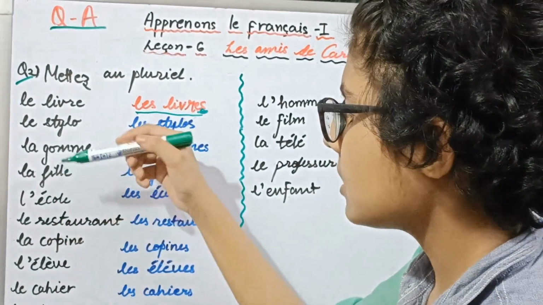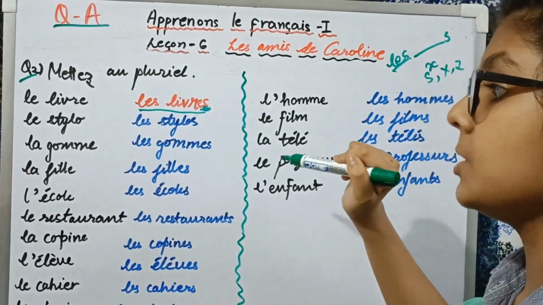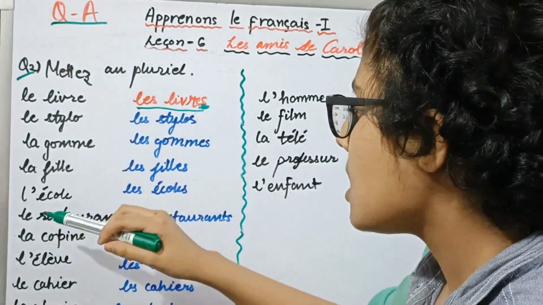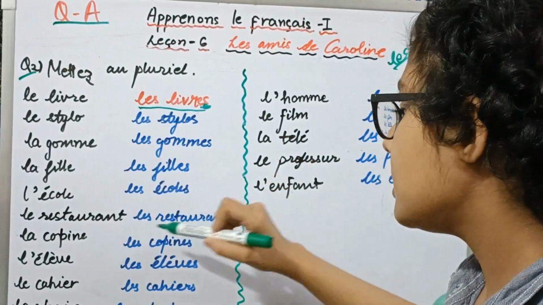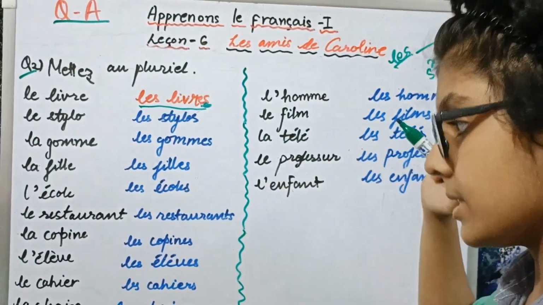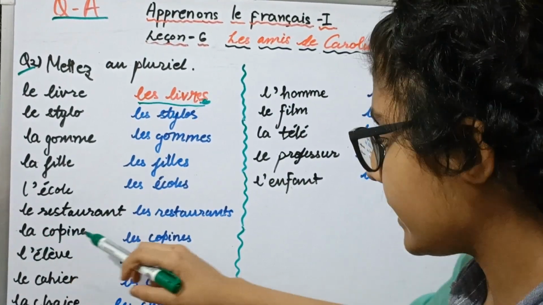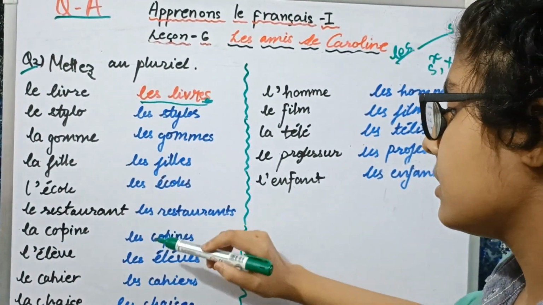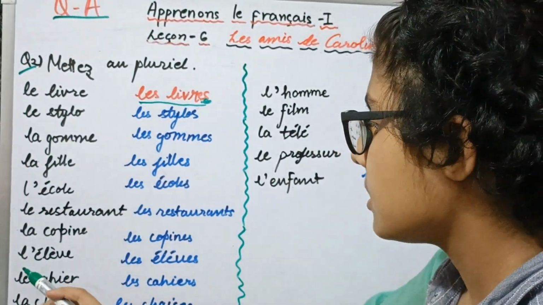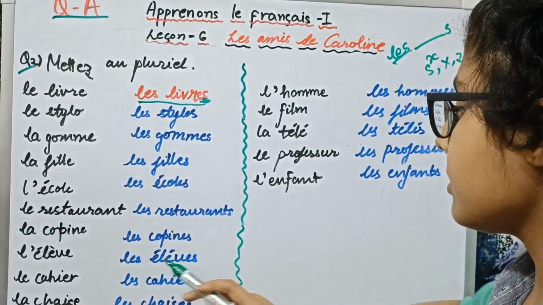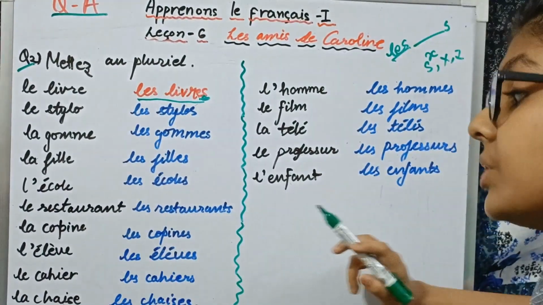Then we have the next one, l'école, the school, les écoles, the schools. Then le restaurant, the restaurant, and les restaurants, the restaurants. Then la copine, the friend, les copines, the friends. Then l'élève, the student, les élèves, the students.